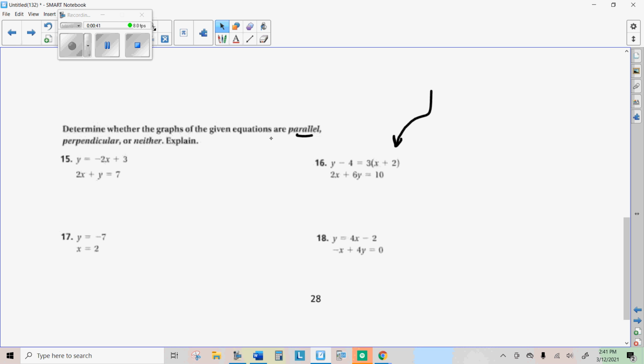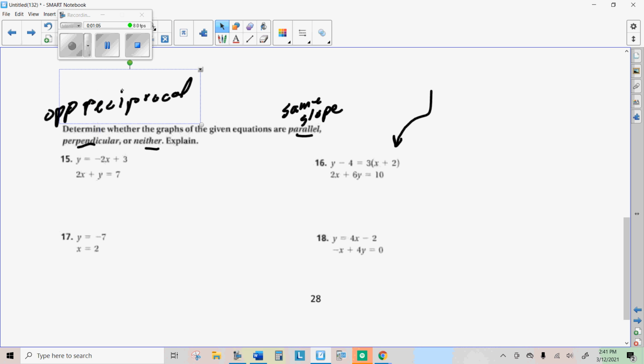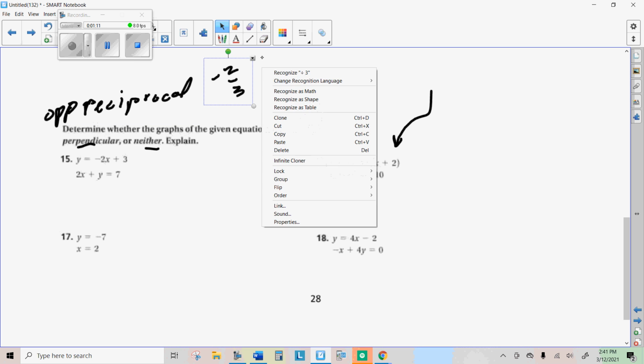But we want to know if these are parallel, perpendicular, or neither. If they're parallel, that means the slopes will be the same. So we'll take a little note here. Same slopes. And if they're perpendicular, they would have opposite reciprocal slopes. So one thing students forget is that they need to be opposite reciprocals. So here's an example, like negative 2/3 and 3/2.